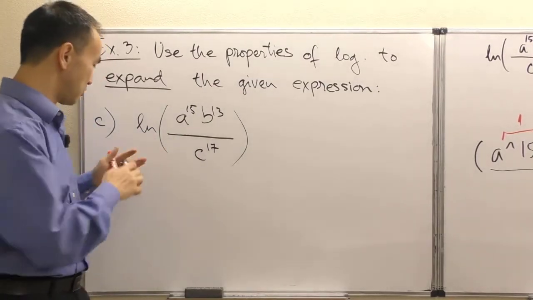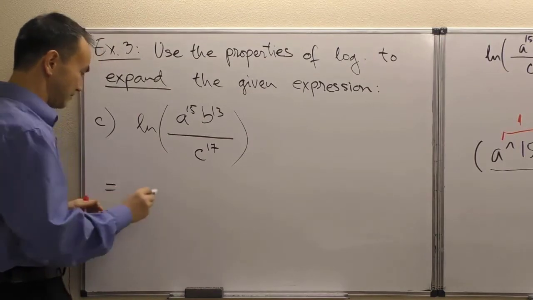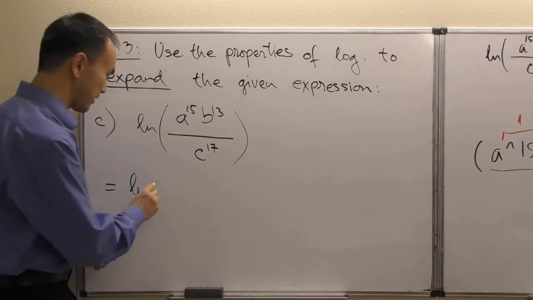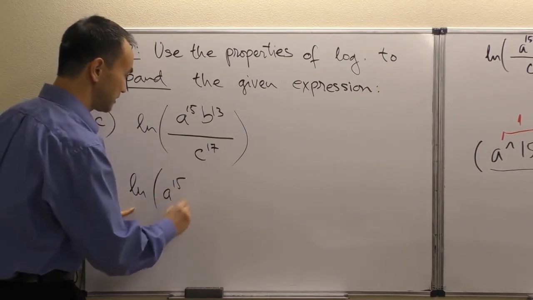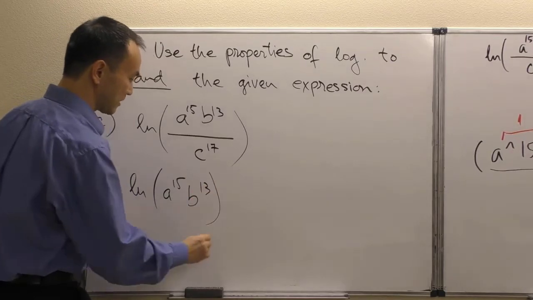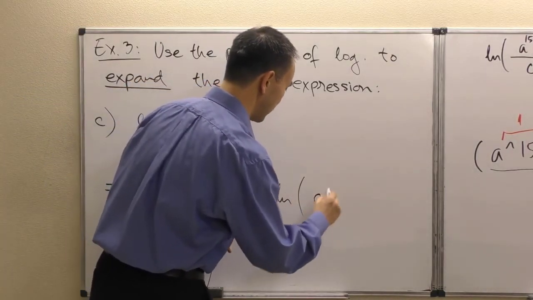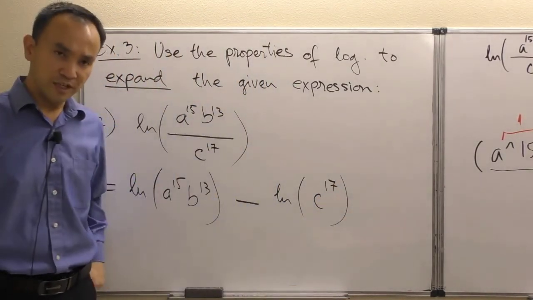Okay, and so now reversing that PEMDAS right here, I'm going to apply rule number 5 right here to break that down into a logarithm: natural log of a to the 15 times b to the 13. But now I'm going to subtract a logarithm: natural log of c to the 17. That's how I'm doing it.